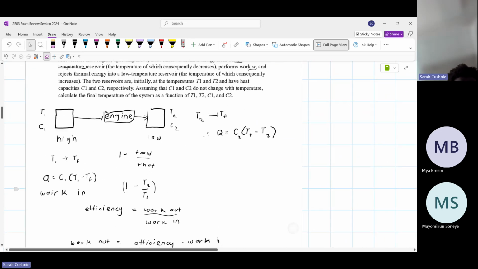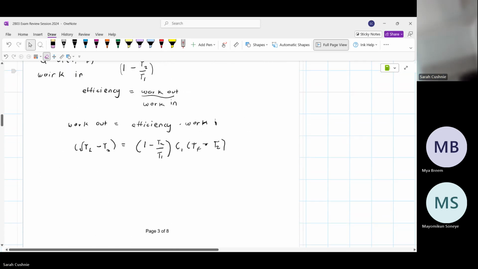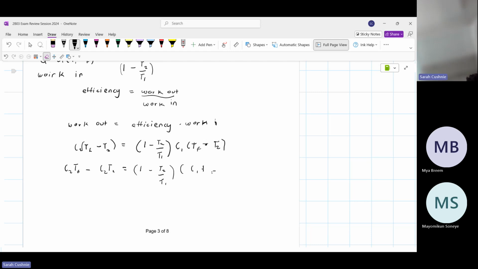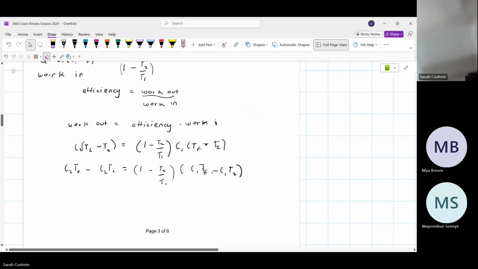So the goal of the question is to find TF as a function of everything else. First of all, expand the brackets, then collect the terms and isolate for TF. So C2 TF minus C2 T2 is equal to 1 minus T2 over T1 times C1 TF minus C1 T2. Then open these brackets too.